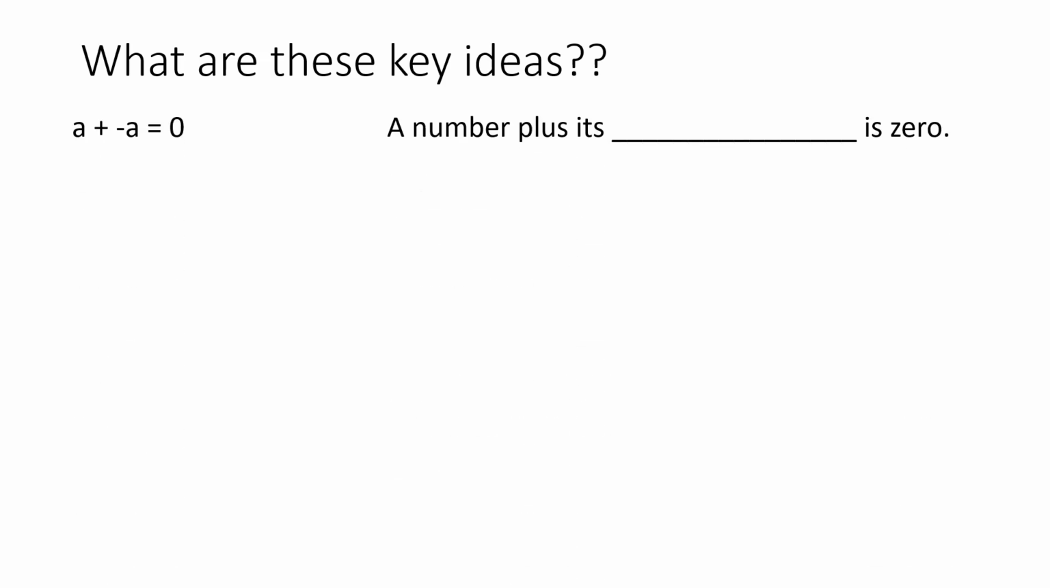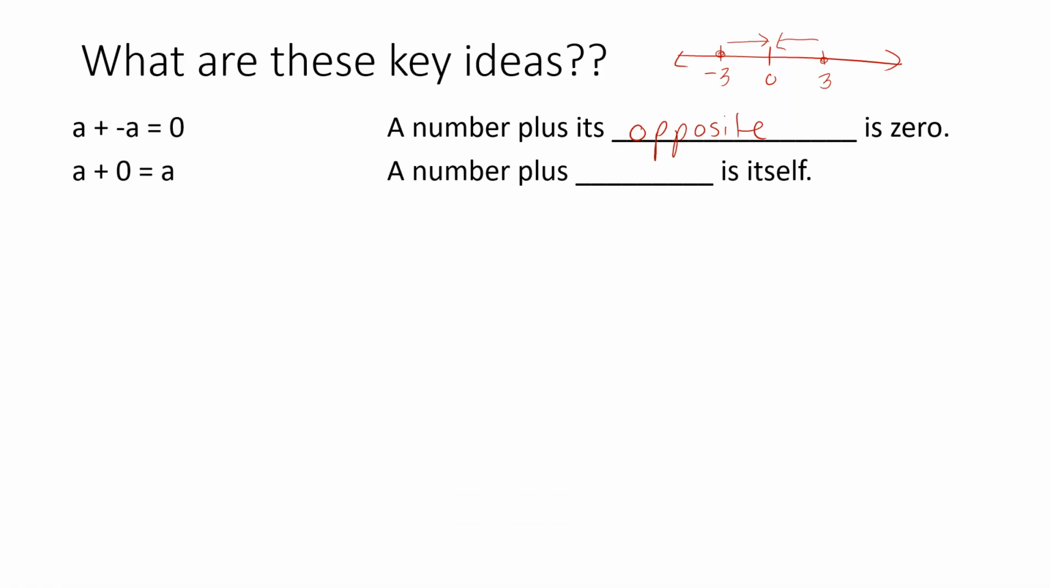We have a plus negative a is equal to 0. And the concept there is a number plus its opposite is equal to 0. If we were to picture that on the number line, if you have, say, -3, the opposite of -3 is +3. So if you started at the -3 and moved to the right 3, you would land at 0. Or if you started at +3 and added a -3, you'd be moving to the left and you would end at 0. So a number plus its opposite will always be equal to 0.